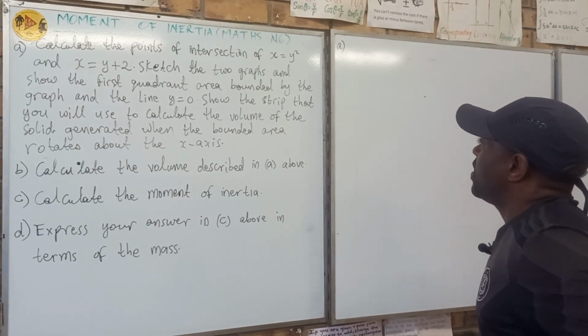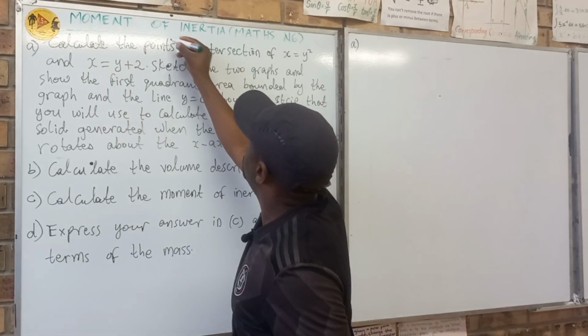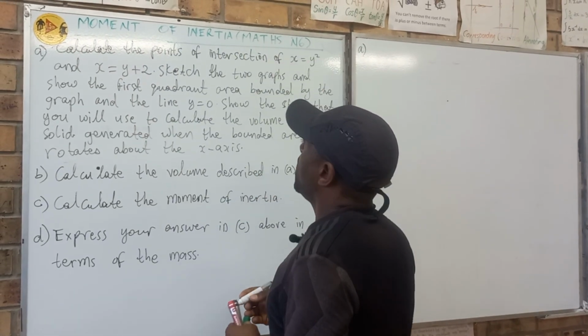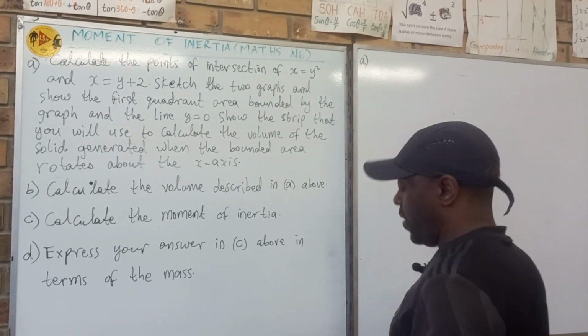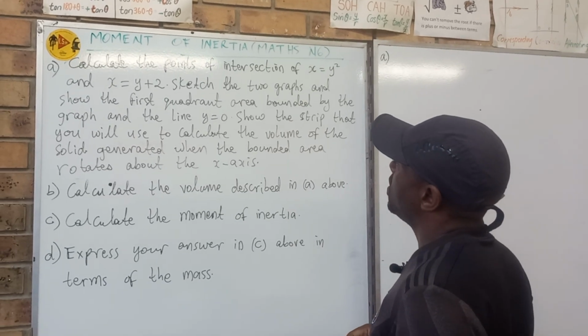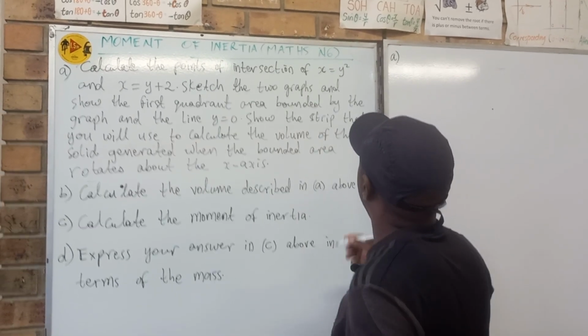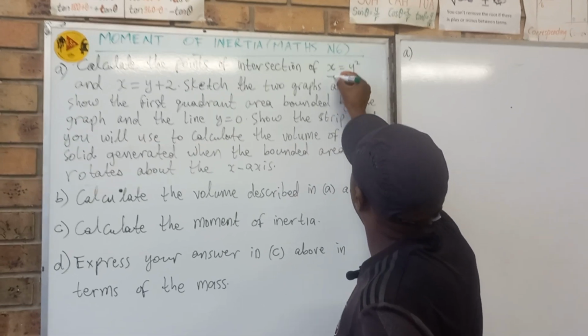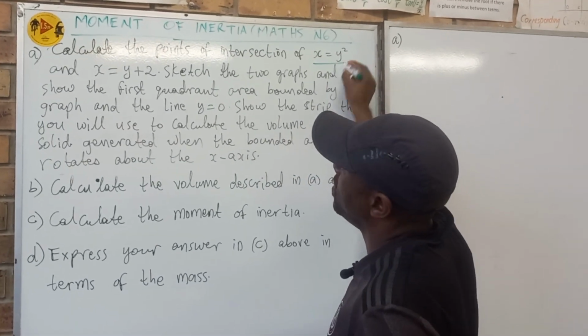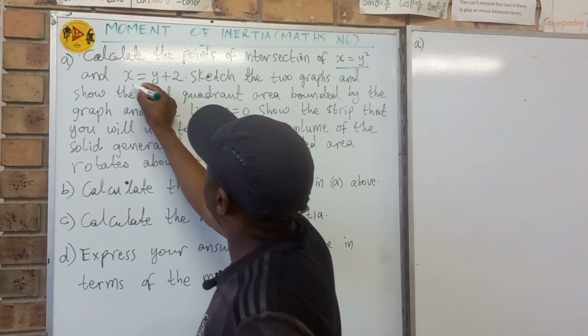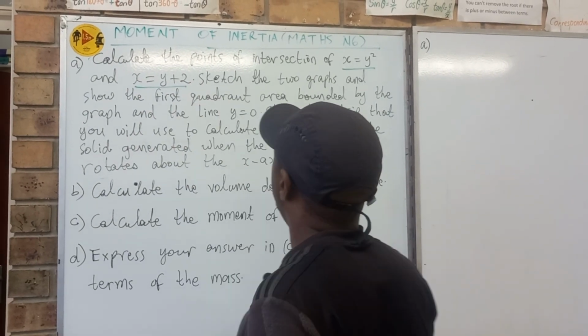Good day guys, let's get one more question on moment of inertia. We'll go through it just as we've been doing. This question says calculate the point of intersection of x squared equal to y squared. That's the first important thing. And x equal to y plus 2.